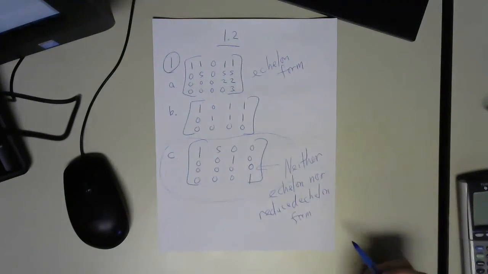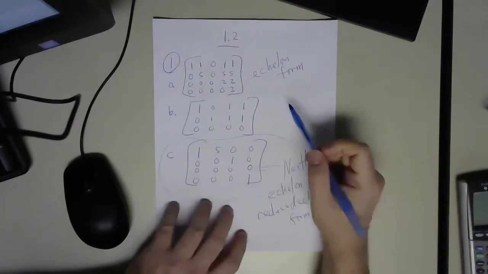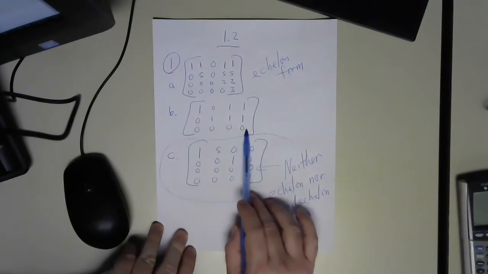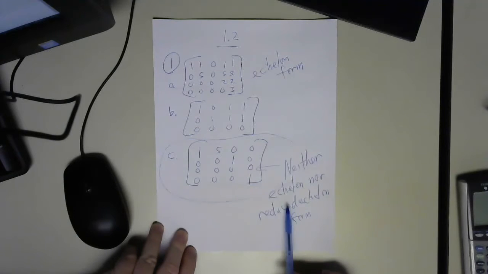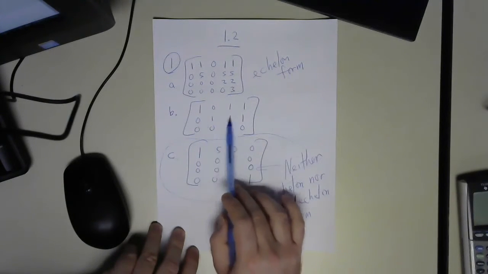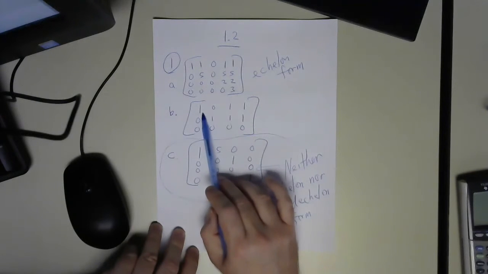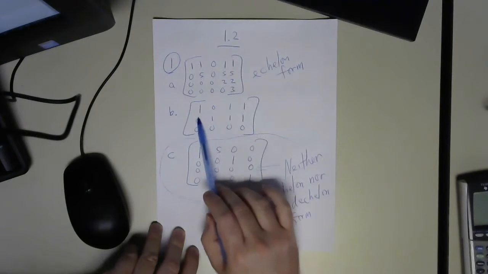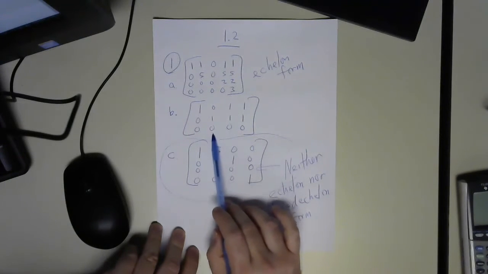Okay. Now this one, I believe, is in reduced echelon form because notice that the only row containing only zeros is at the very bottom, so that's good. That has to be true for echelon form and also reduced echelon form. This is the first non-zero entry in row 2. It's to the right of the first non-zero entry in row 1, so that checks out. This one only contains zeros below it. This one only contains zeros below it, so that checks out.